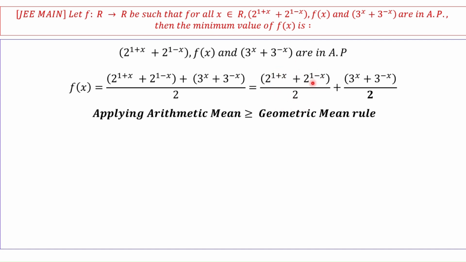These are the two numbers. This is the arithmetic mean. This is another two numbers. This is the arithmetic mean. Correct? So you apply them individually. This is the AM greater than or equal to GM rule.